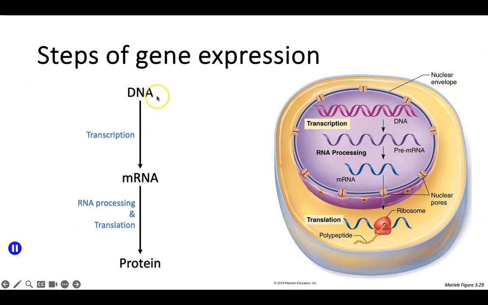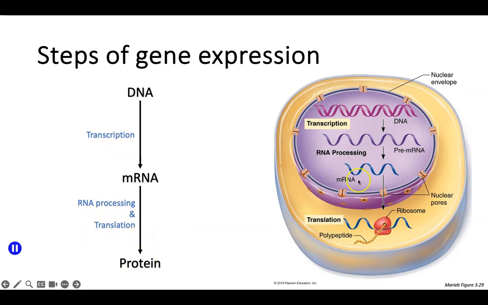Steps of gene expression can be broken down into this central dogma. So we start with DNA serving as a template for mRNA, and then mRNA is going to serve as a template for proteins. The formation of mRNA from a DNA template is called transcription. That mRNA is then processed and exported from the nucleus. And then in the cytoplasm, that mRNA will serve as a template for protein synthesis. And this process is called translation.